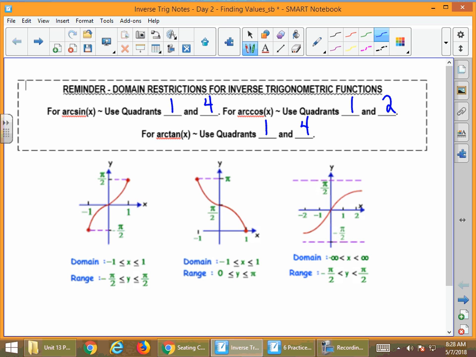The reason we pick those quadrants is so that we have a quadrant that has a positive value for sine, cosine, and tangent, which is always first quadrant, and then a negative value for sine, cosine, and tangent. And again, quadrant 4 for sine and tangent, and then cosine is going to be quadrant 2.